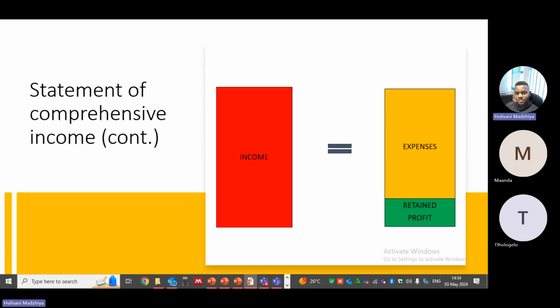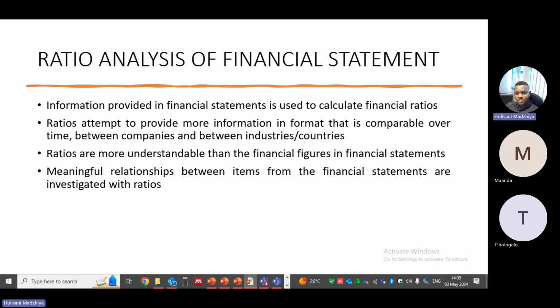On the income statement, your income should be equal to all the expenses that you incurred and the profit. If you want to calculate profit, that will be the income minus the expenses, which gives you profit. Your profit plus expenses equals your income. And then this brings us now to the main concept of today, which is ratio analysis for financial statements.